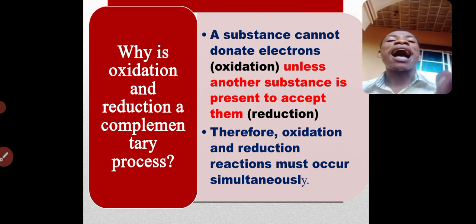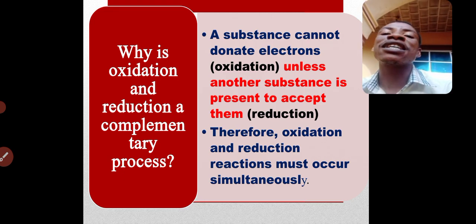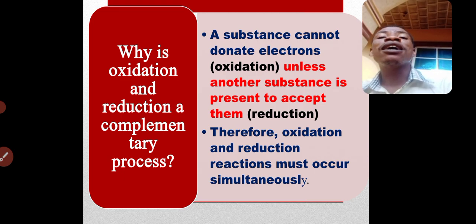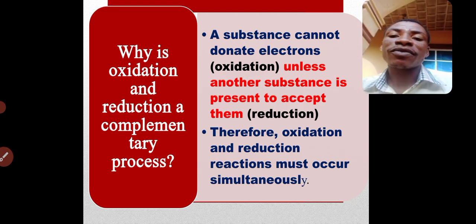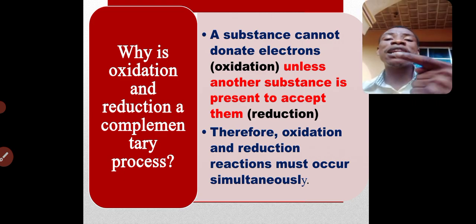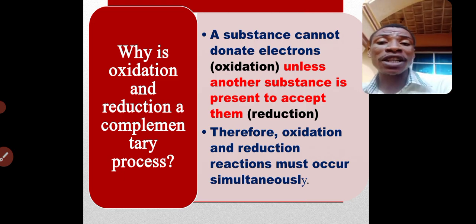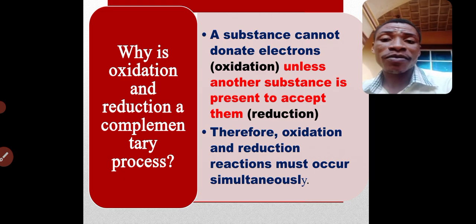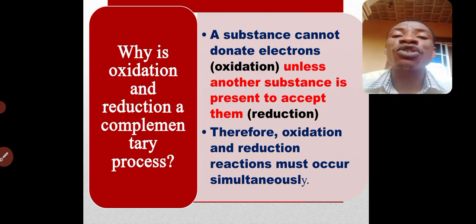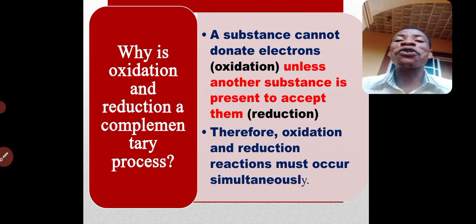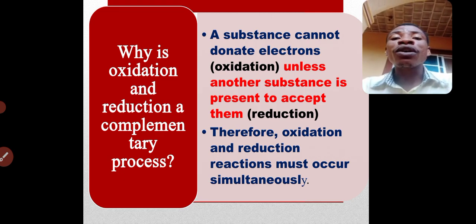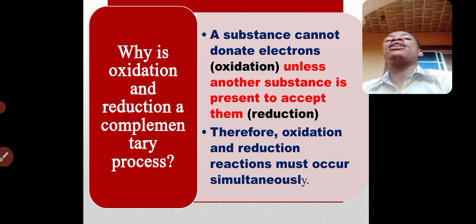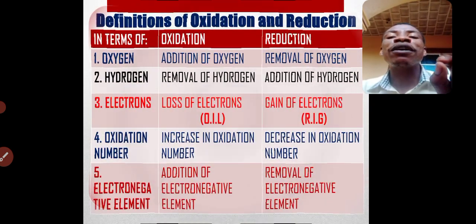Now, before we go, and before I give you an assignment, you can be asked why we say that oxidation and reduction reactions are complementary processes. Why is it that oxidation and reduction must occur simultaneously? The reason is this: for a substance to lose electrons, or to donate electrons, which is oxidation, there must be another substance available to accept that electron. That's reduction. So if there is no substance available to accept electrons, you are not permitted to lose an electron. So for every electron donor, there must be an electron acceptor, so that for every oxidation there will be a corresponding reduction. That's why oxidation and reduction are complementary processes.